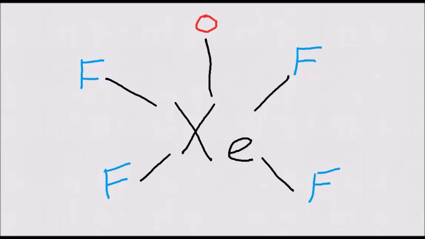So now to draw the Lewis structure, we will have xenon as the central atom, which will be surrounded by 4 fluorines and an oxygen. And then we'll add all the electrons. And then xenon will have 1 lone pair.